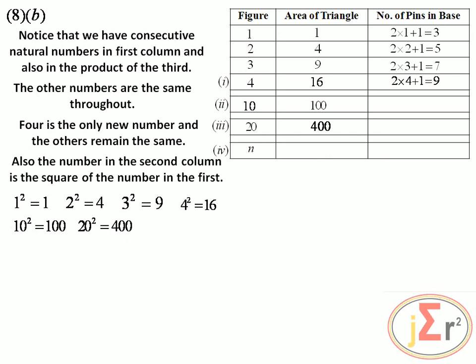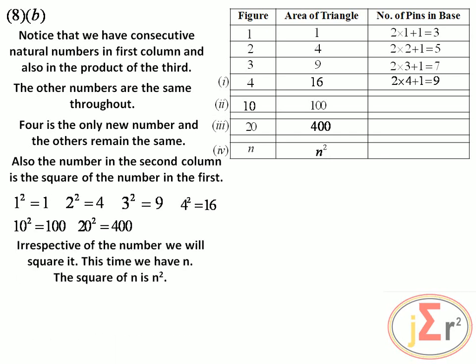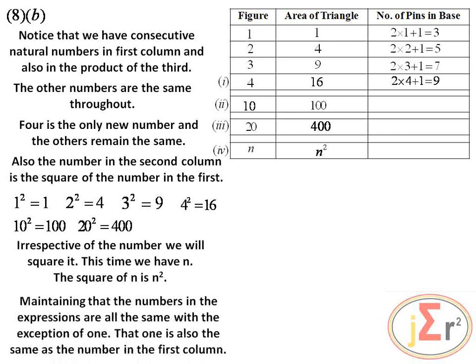What about the n? Irrespective of the number, we will square it. This time we have n. The square of n is n squared. Lovely. Maintaining that the numbers in the expression are all the same with the exception of 1, that one is also the same as the number in the first column.